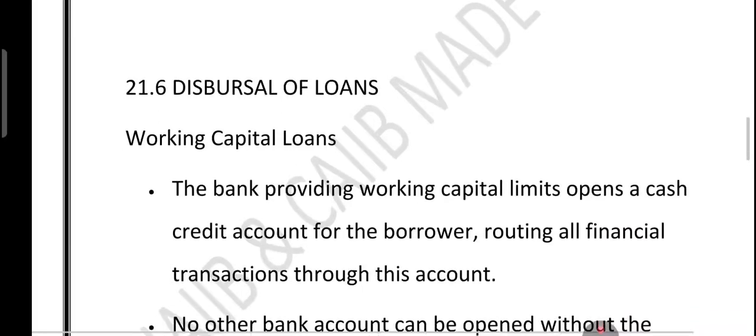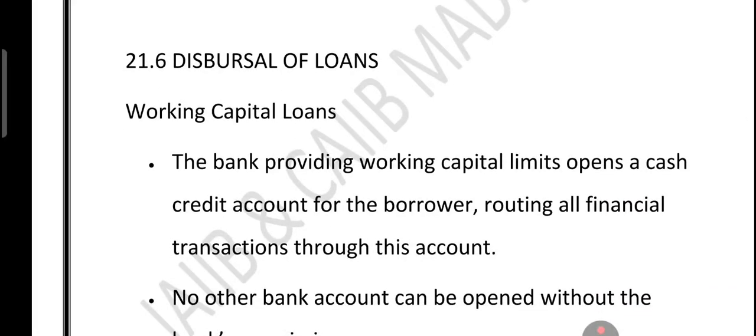Now friends, let's look at disbursal of loan. Very, very important topic. So how are working capital loans given and managed by the bank? Let's break it down into bite-size, easy to understand pieces.